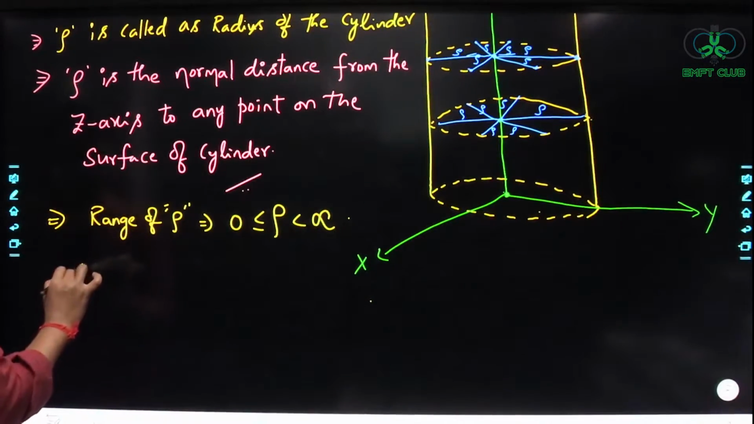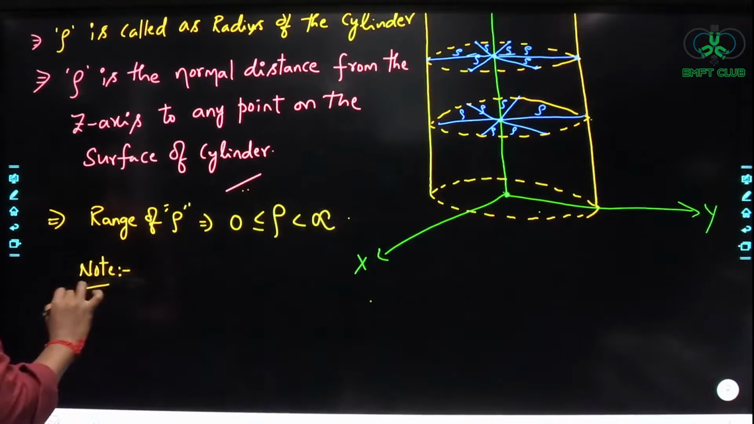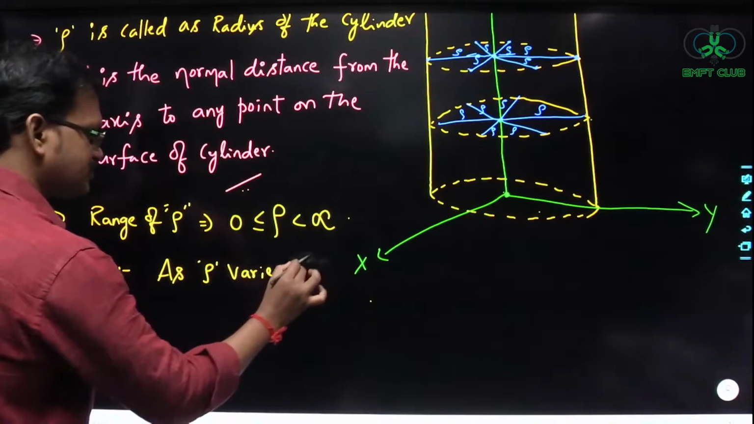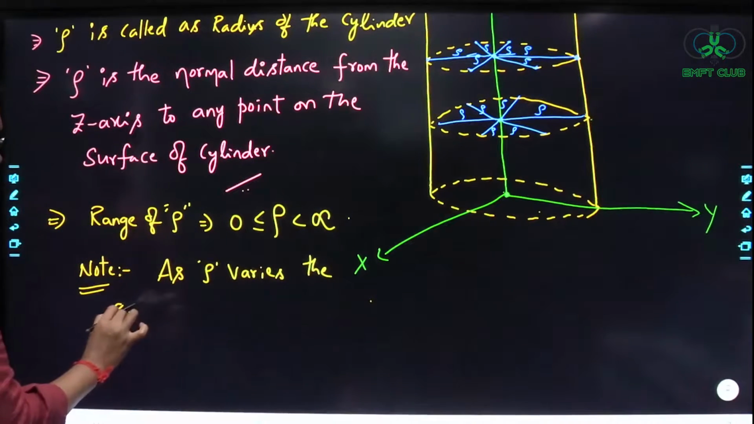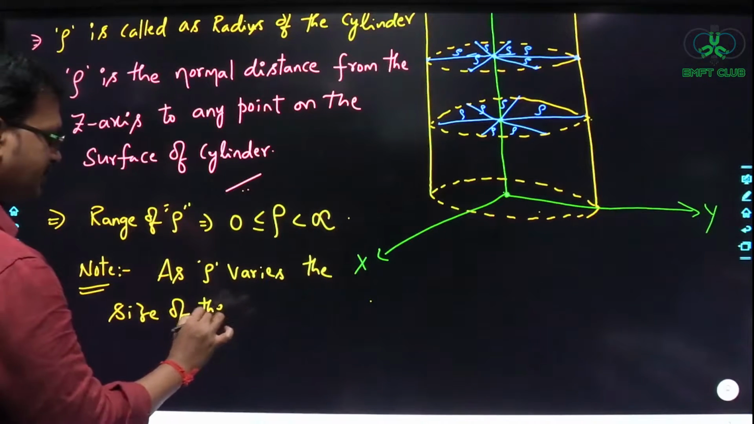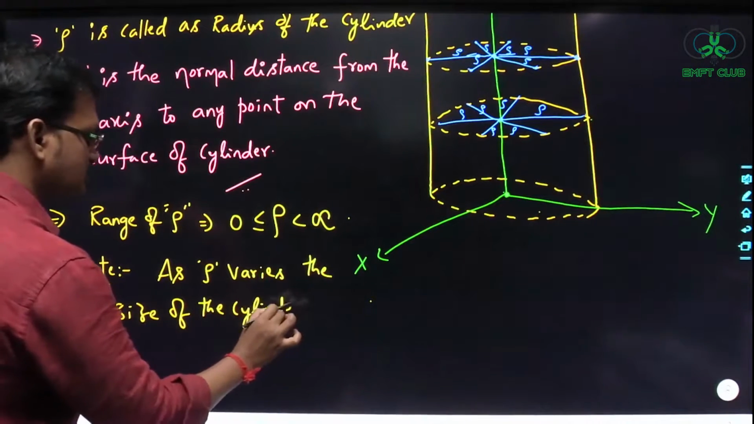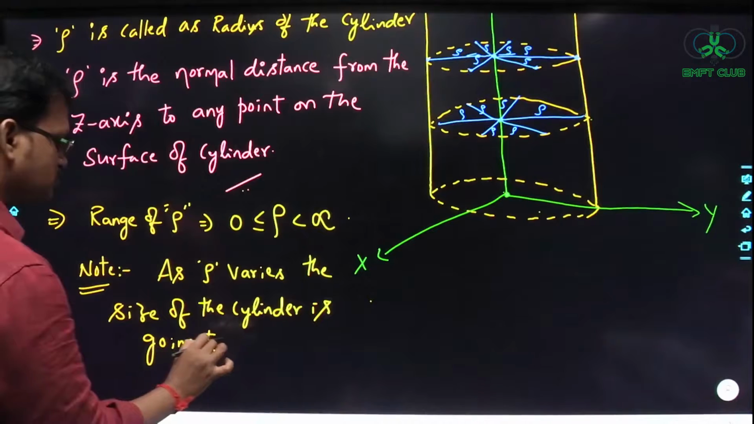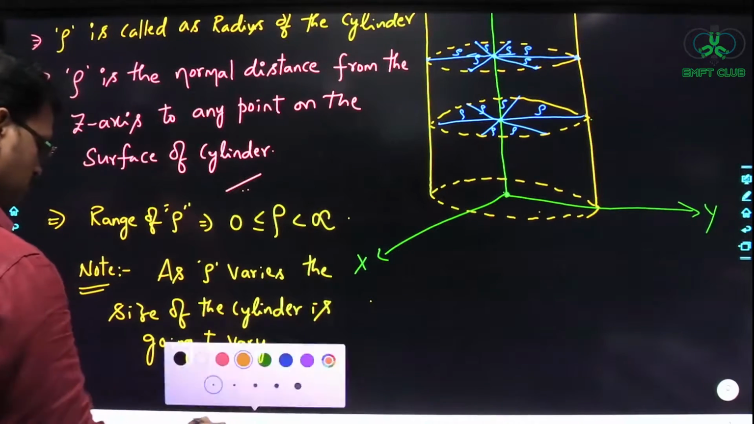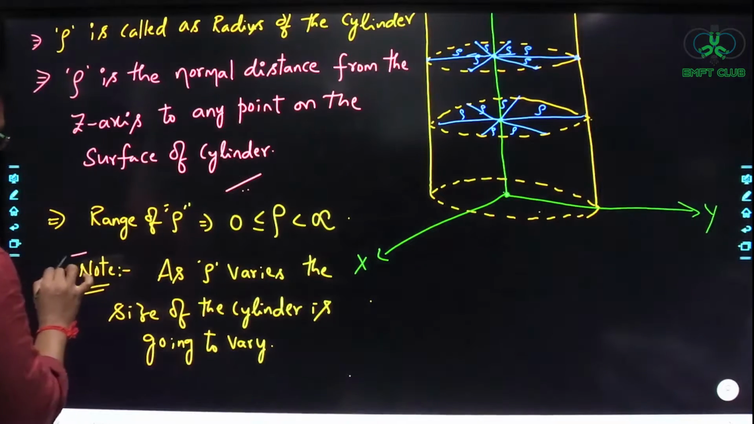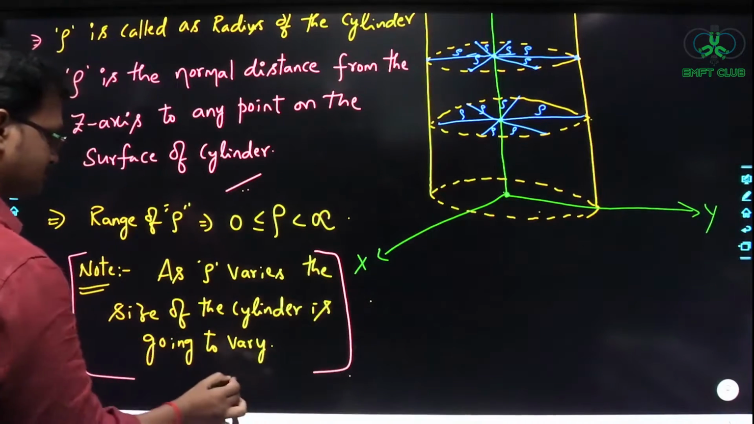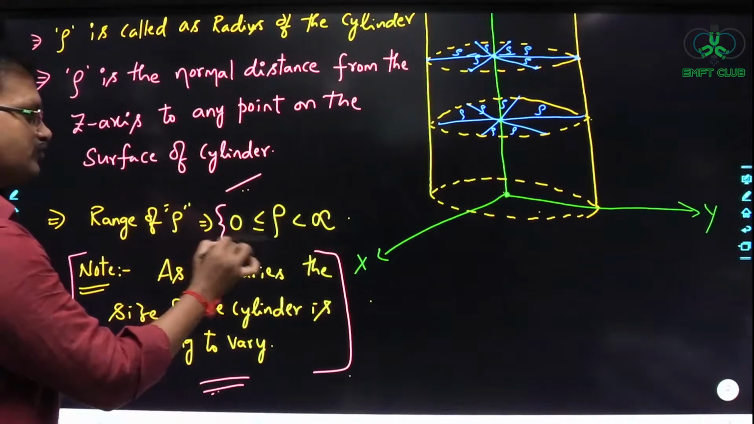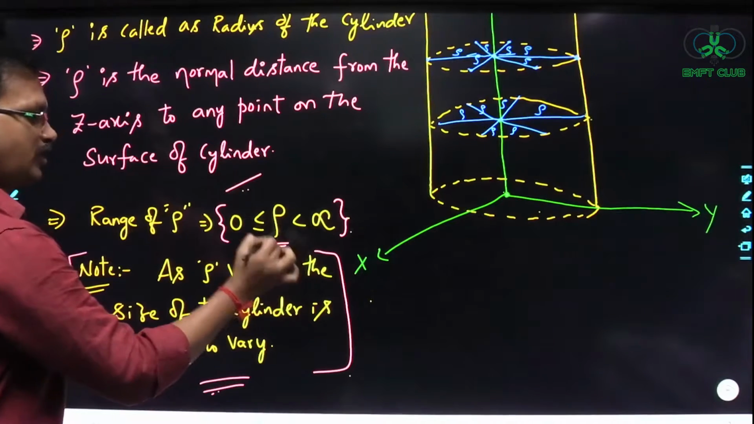So here you can make a note. As rho varies, the size of the cylinder is going to vary. You can make a note of this point. As rho varies, the size of the cylinder is going to vary, and hence the range of rho is from 0 to infinity.